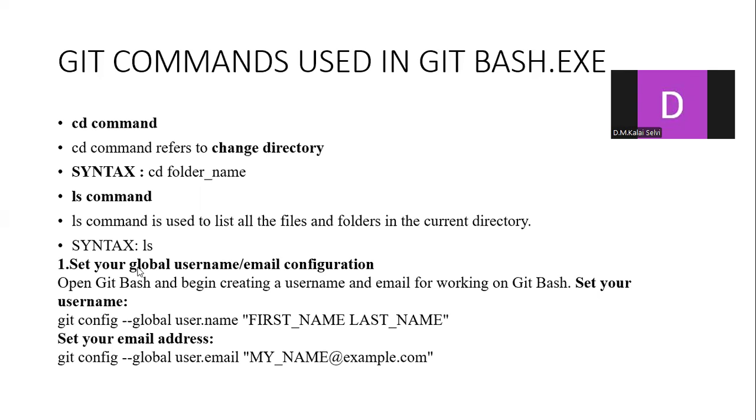Next, to set a global username and email configuration. Whatever username and configuration you give here will be set when you are using GitHub, which will be the global configuration. The syntax will be git config --global user.name and the respective username. Similarly, for email address, user.email and the respective email ID.